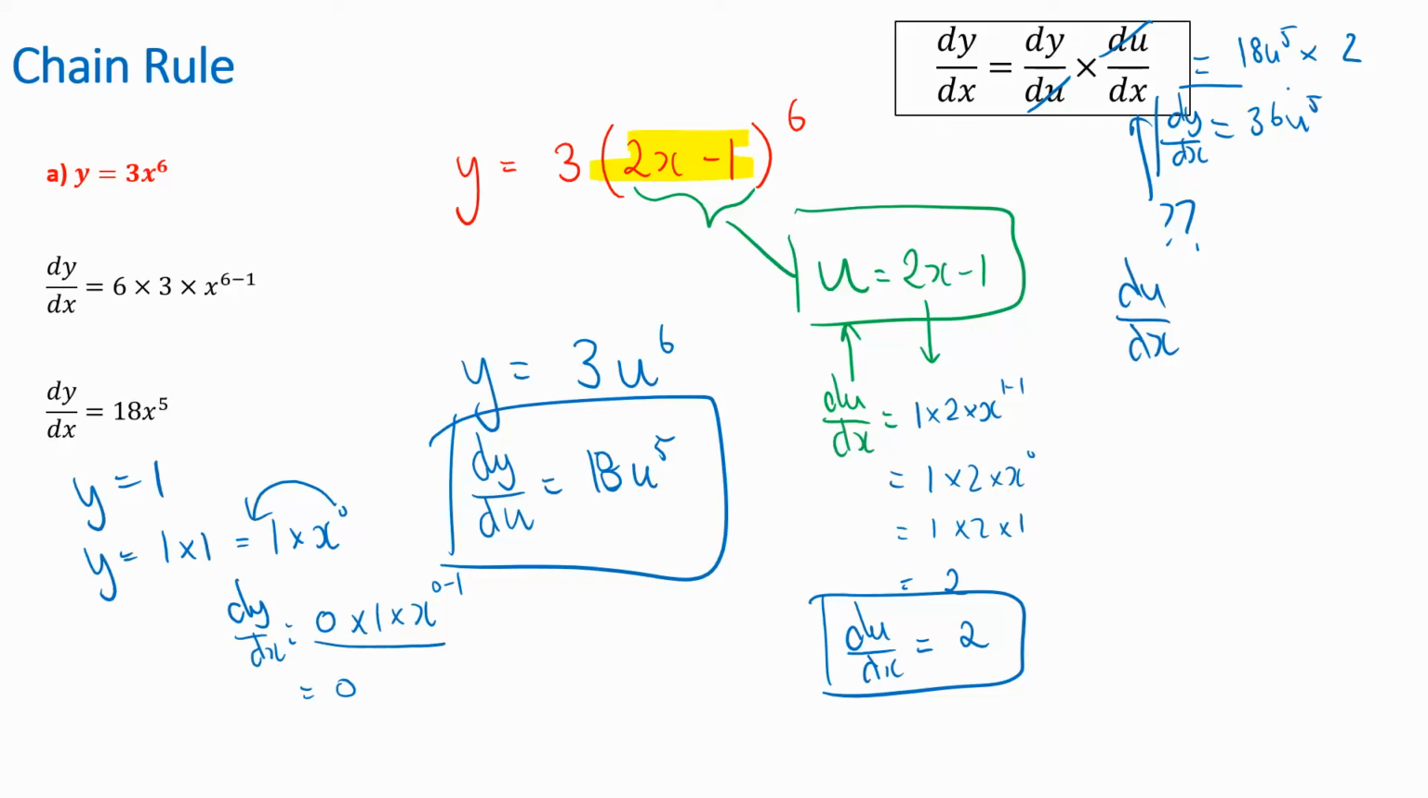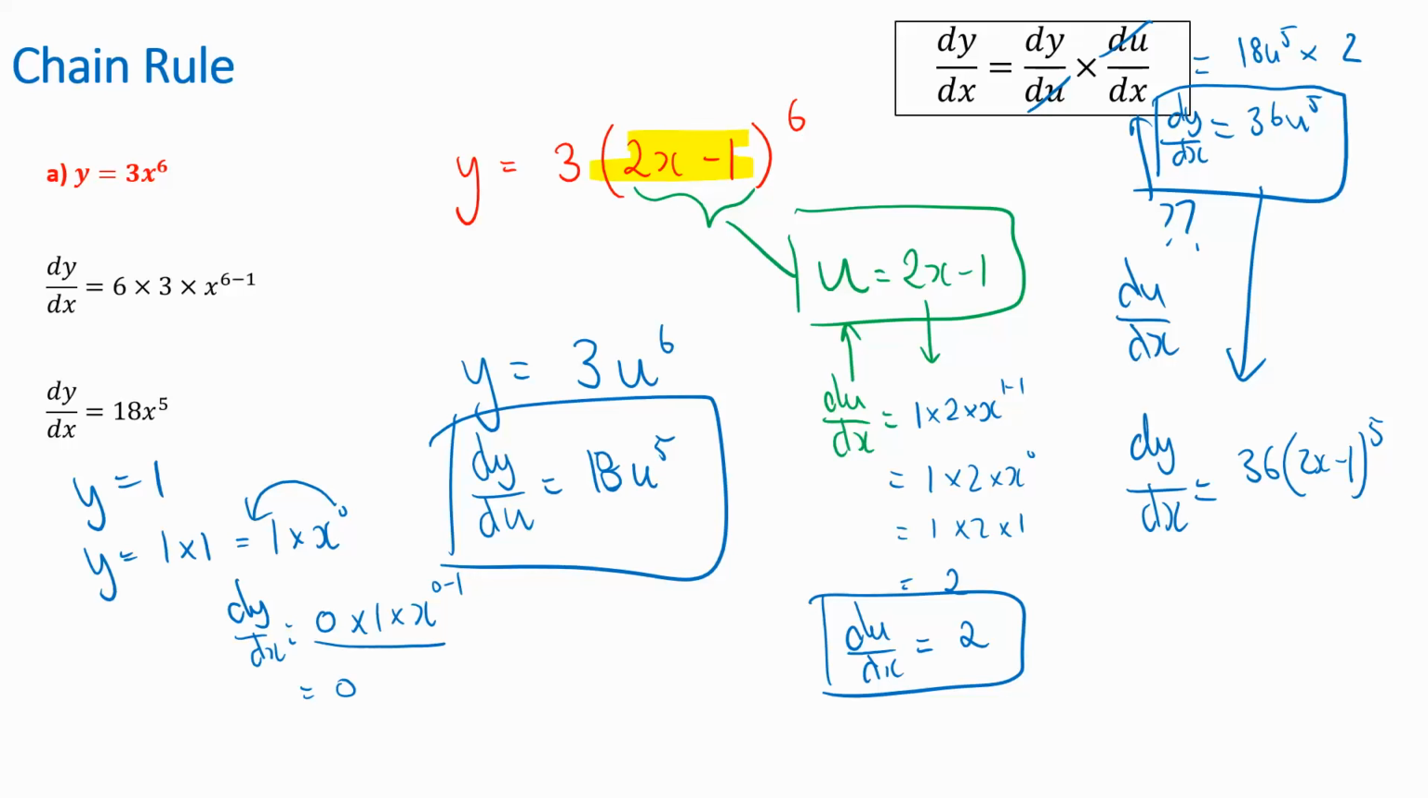Now what's the issue here? With the u. Because we said it's change in y, change in x, but that's not a change in x. That's a u. So what do we do? Sub it back in. We already said u equals 2x minus 1. So sub it back in, and now this whole entire thing should say delta y, delta x is equal to 36 times (2x minus 1) to the power of 5.